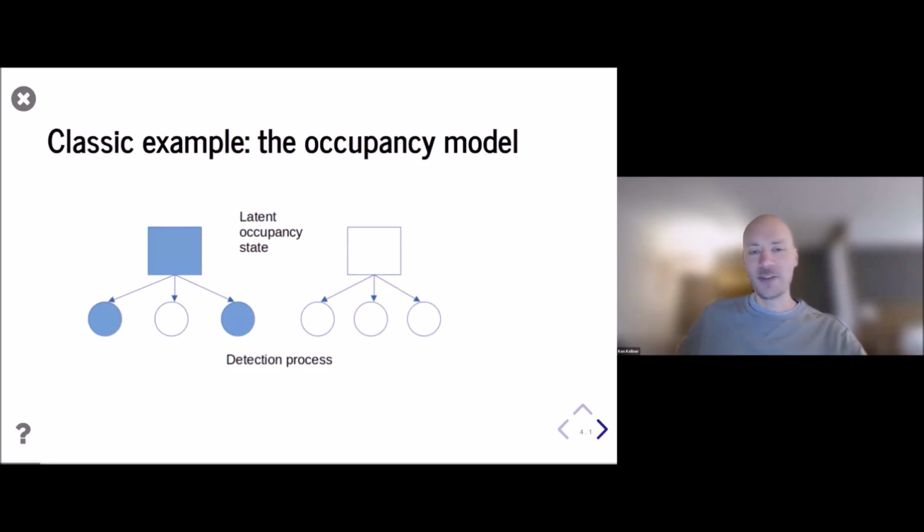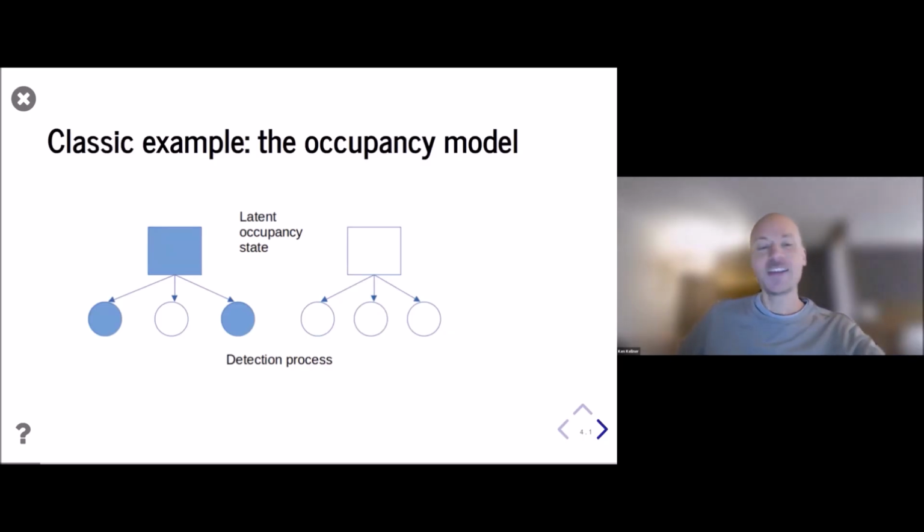The squares at the top here represent the true underlying state of a site. The shaded square represents a site that is occupied by a species. The unshaded square is a site that is unoccupied by a species. And then as scientists, we go out and sample those sites. So on the left, we go and sample the occupied site. On the first visit, we may find the species. On the second visit, we may not find the species, depending on how detectable it is. And then on the third visit, we may find it again.